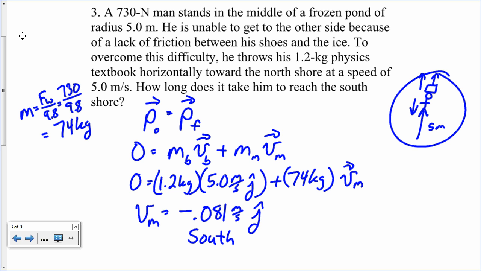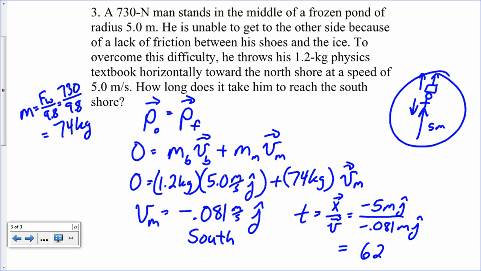Now I want to know, how long does it take him? Well, my time is going to be x over v, the distance over the velocity, both vectors. X is negative 5 meters in the j direction. V is negative 0.081 meters per second, also in the j direction, and I get my time of 62 seconds.